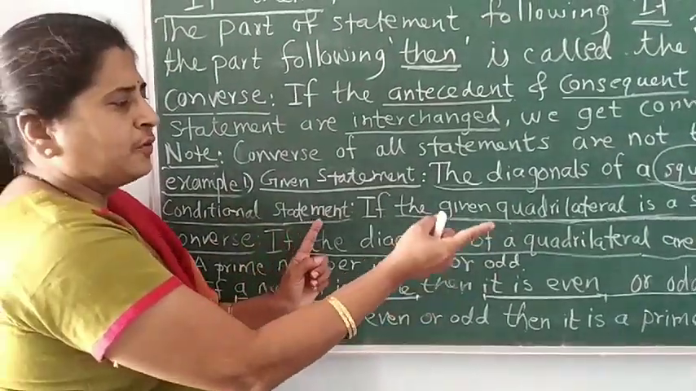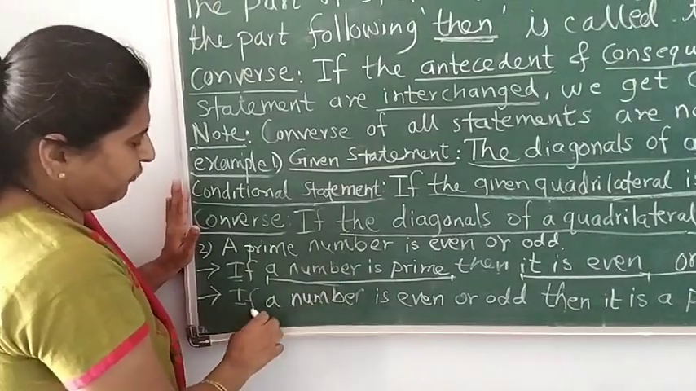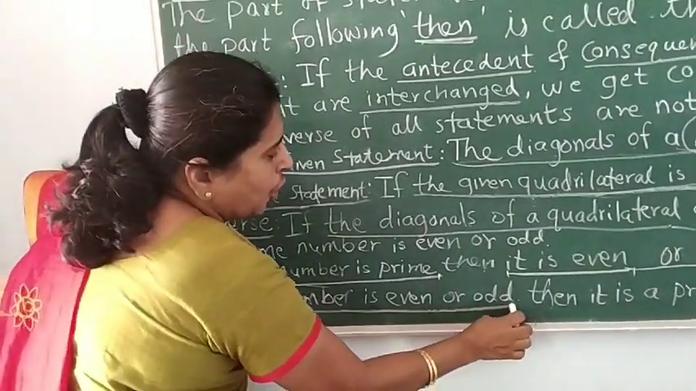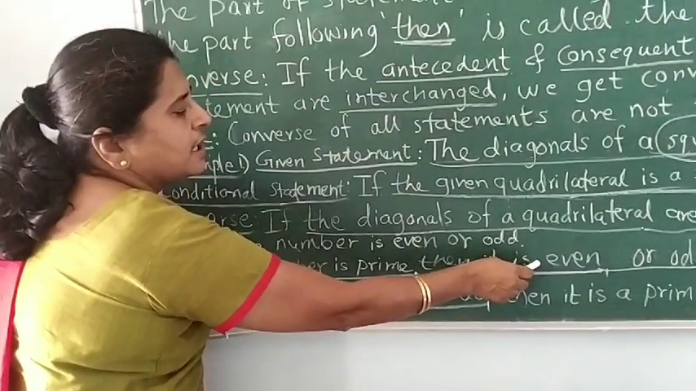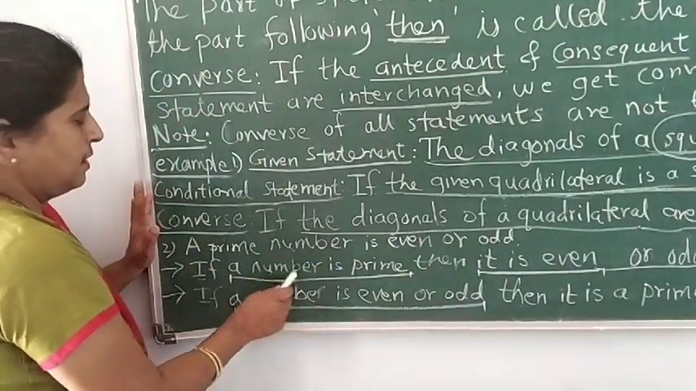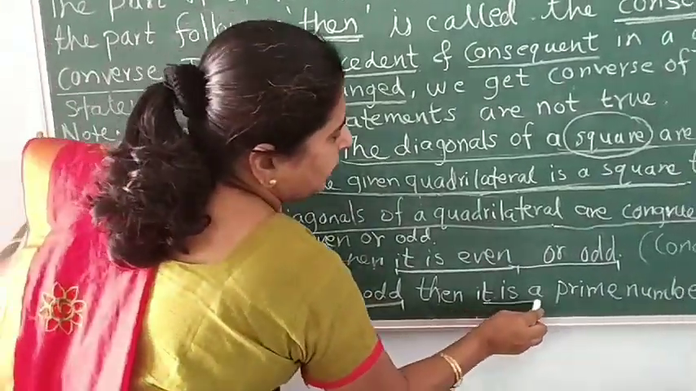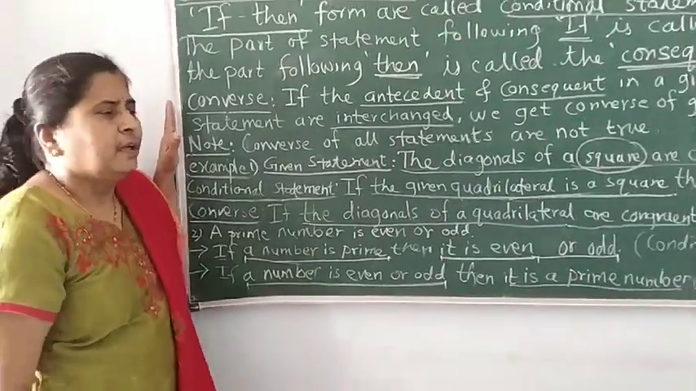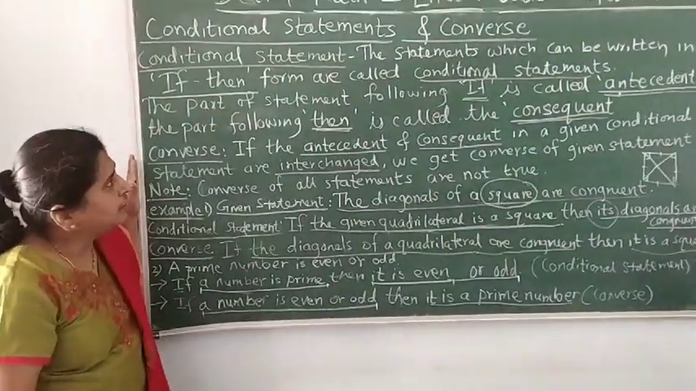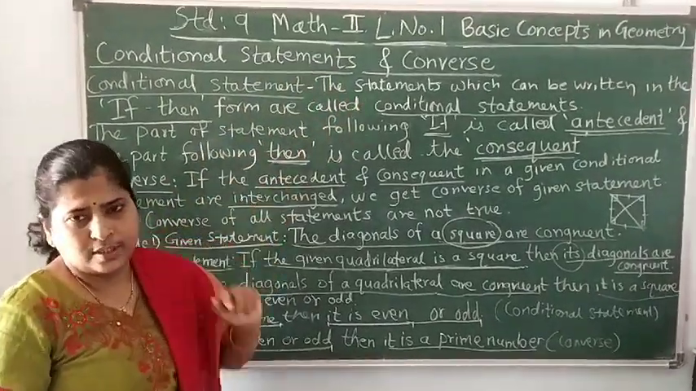Now to get its converse, we have to interchange this part. So if a number is even or odd, you can see that consequent of the original conditional has become antecedent, then the number is a prime number. The number is a prime number. Okay. So this way, in this video, we have learned what is the meaning of conditional statement and converse.